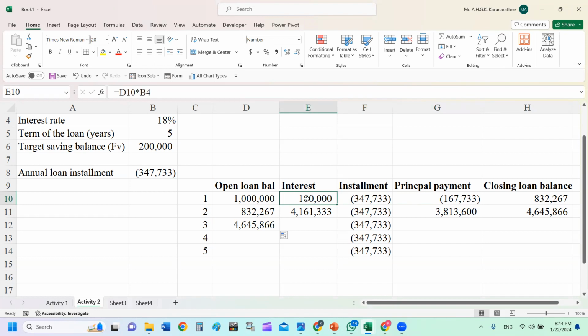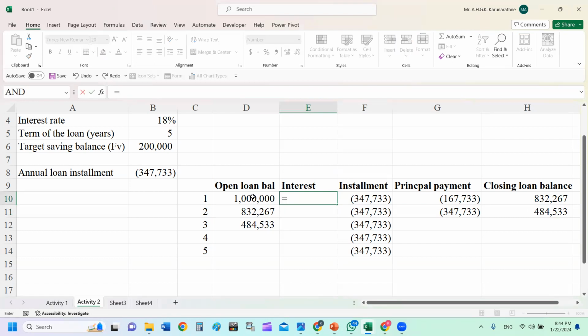Here we have made a mistake. You can see my interest computation has relative references. What is the interest formula? Interest must be equal to open loan balance times interest rate. This is 0.18. If you leave it relative, when you drag it, 0.18 will be replaced by the next cell, and you will get 0 only. But you have to keep 0.18 and multiply 500 times it. This should be fixed, right? It's a mistake.